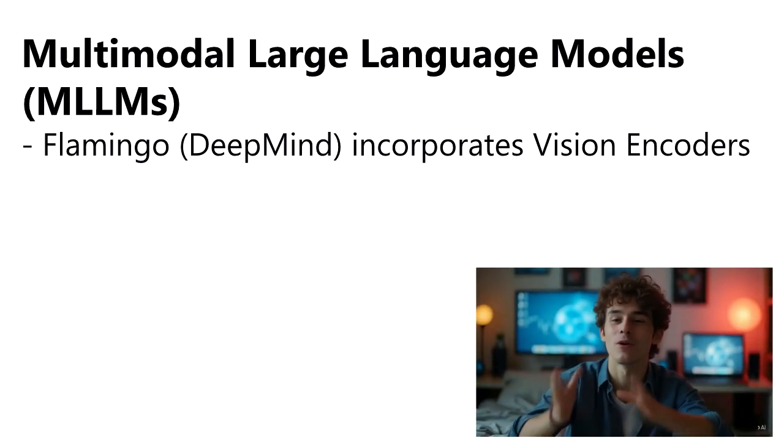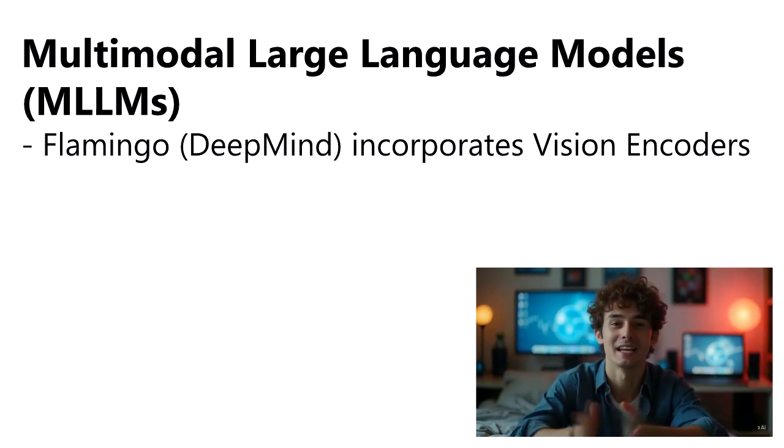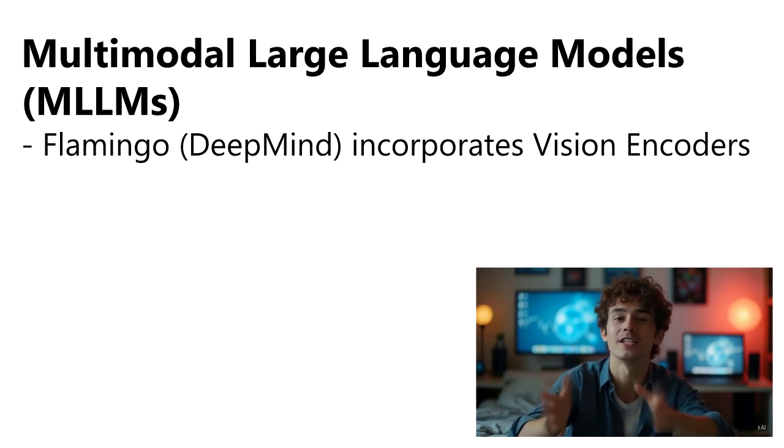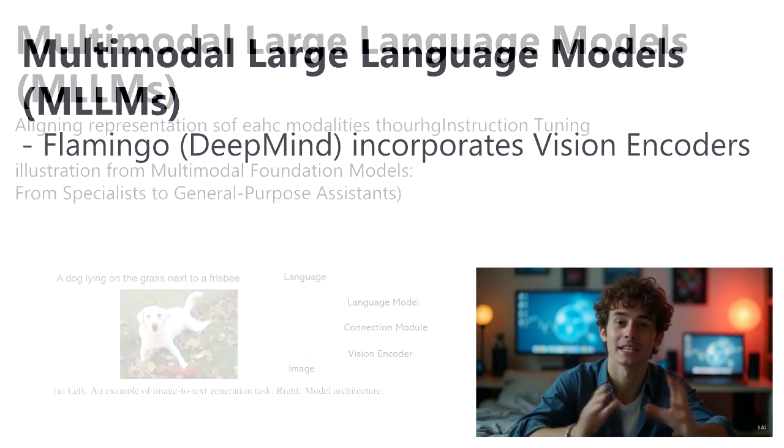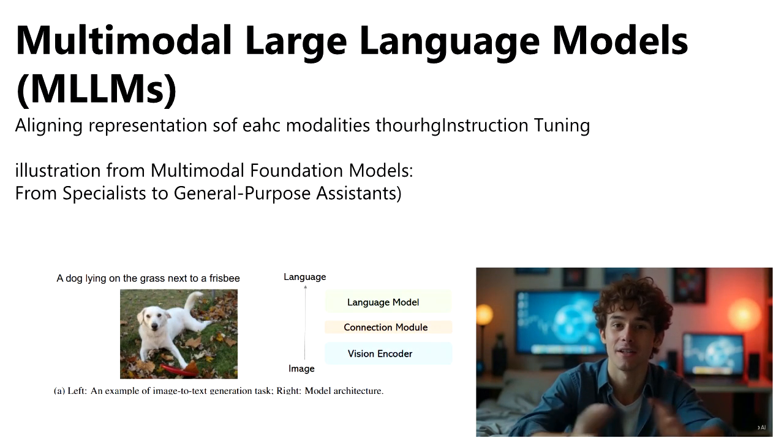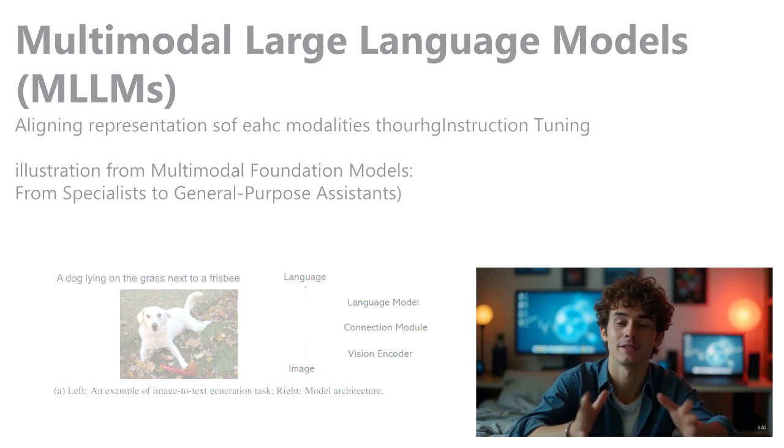Another approach focuses on training multimodal large language models. Flamingo, for instance, extends traditional language models by incorporating vision encoders so they can process both text and images in a single workflow. The key challenge here is aligning the representations of different modalities so that they can be understood in a unified manner. This is often done through instruction tuning, where the model is fine-tuned to follow prompts that mix text and image-based queries.